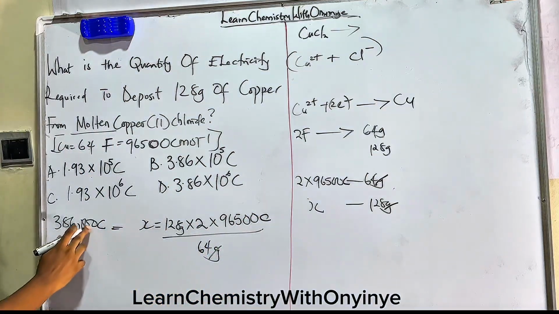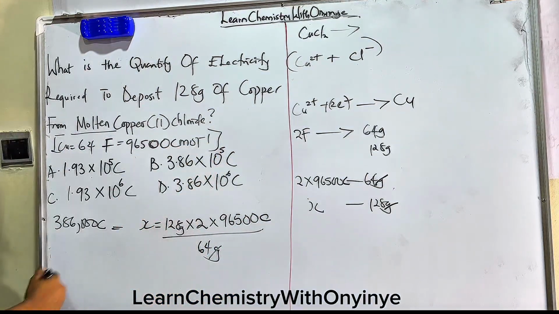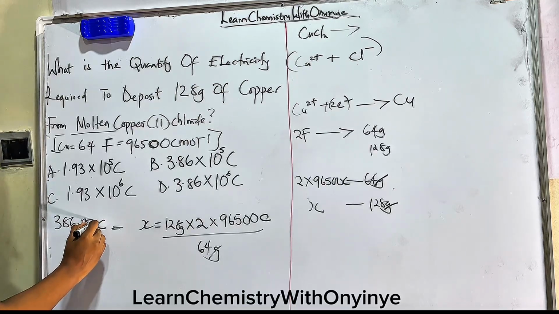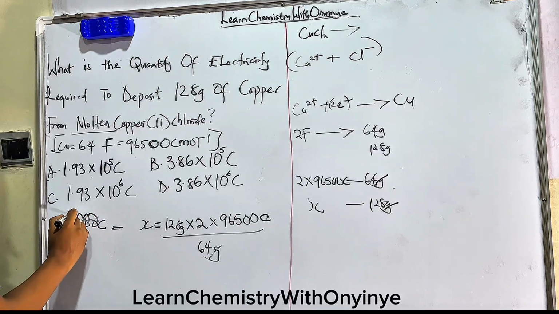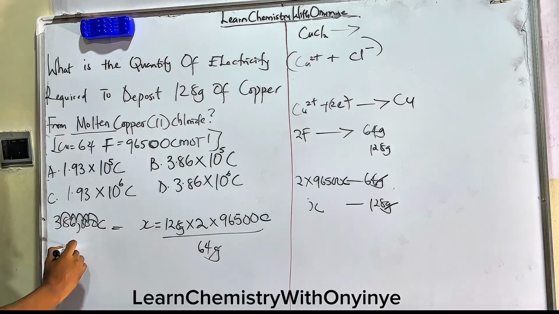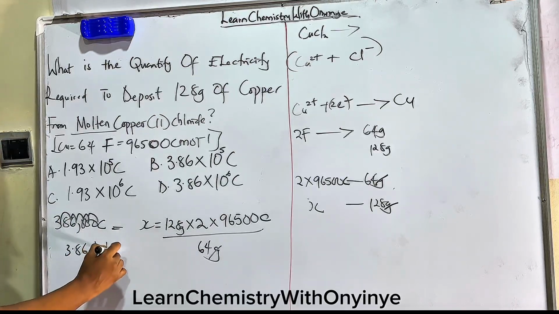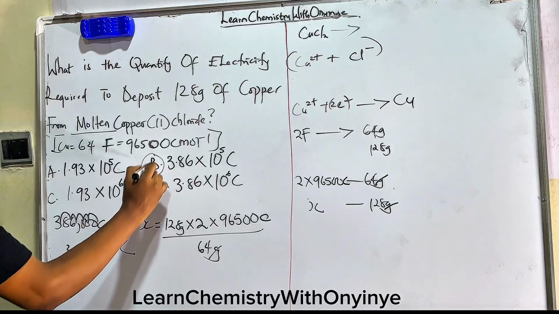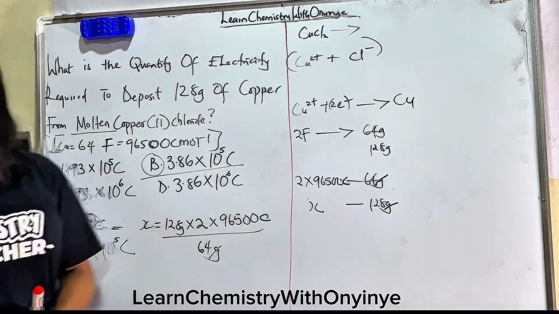Now we have 386,000. However, what we have here should be in standard form. There's a decimal point here, and we go 1, 2, 3, 4, 5. So it is 3.86 times 10 raised to the power of 5 coulombs, which corresponds to B. So B becomes our answer.